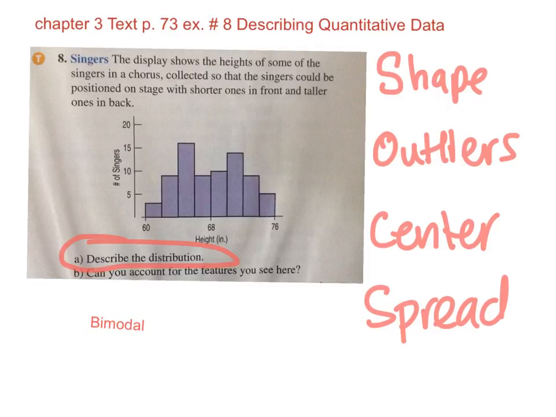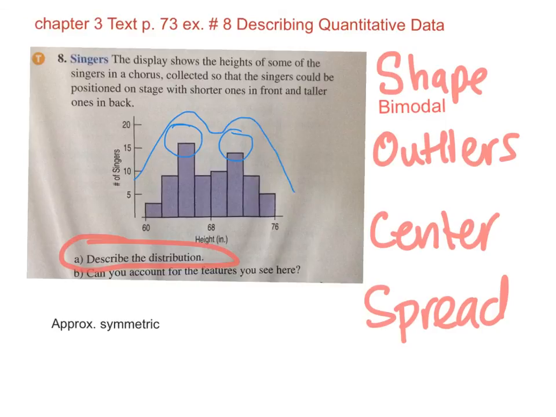Looking at the shape, we see that there are two peaks, one here on the left and another one here. So because we have two peaks, we would say that the shape is bimodal. We can also see that the shape is roughly symmetric. So therefore, we would say it's bimodal and approximately symmetric. There appear to be no outliers.